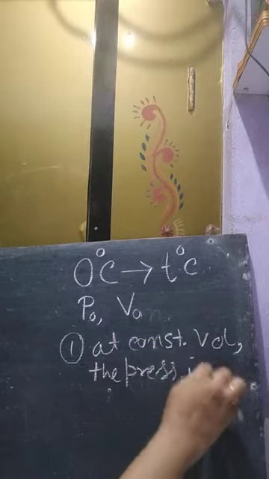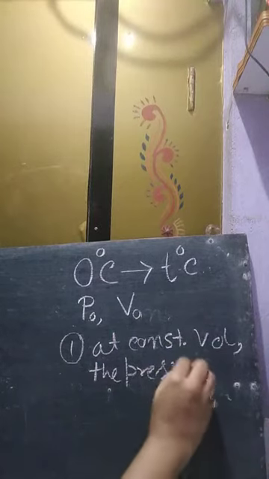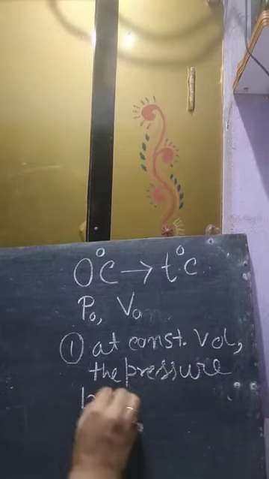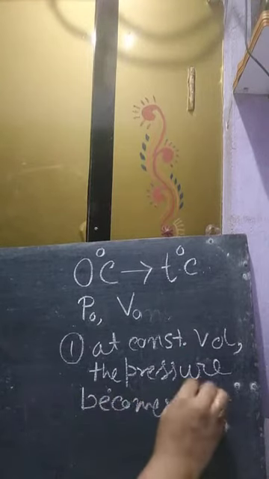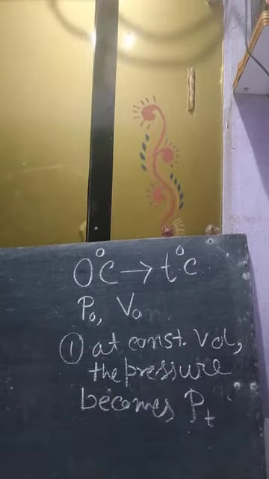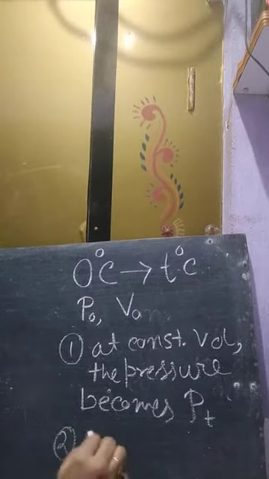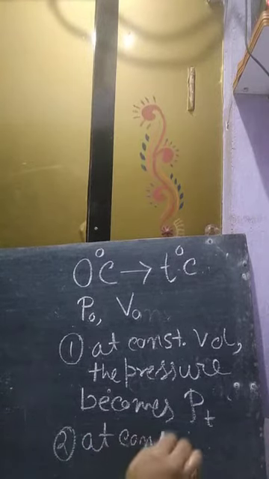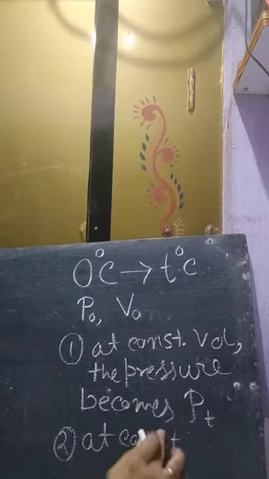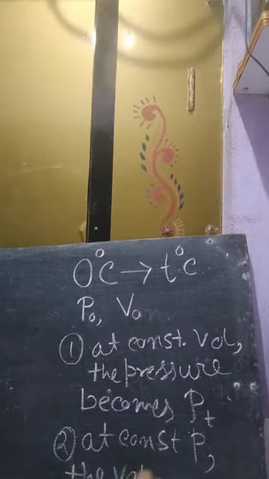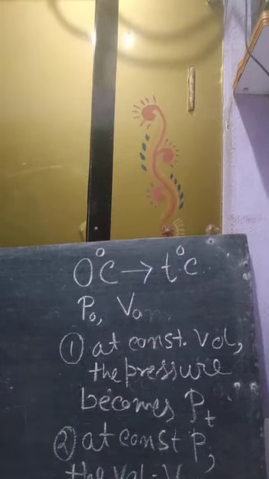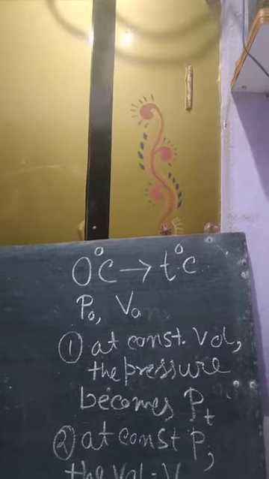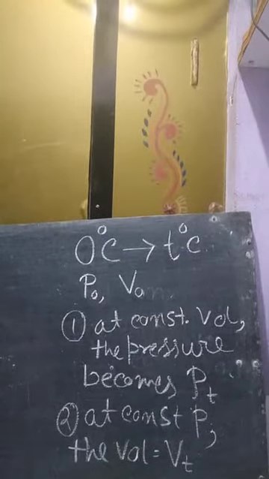The pressure becomes PT. And the next one is at constant pressure, the volume, let us consider it is VT. Hopefully it is clear.